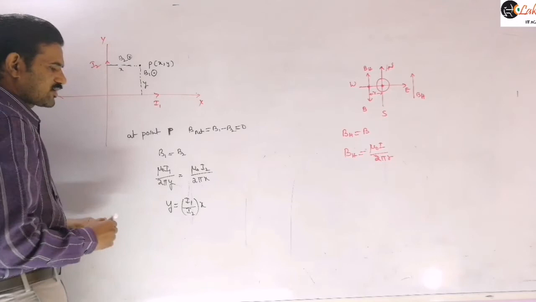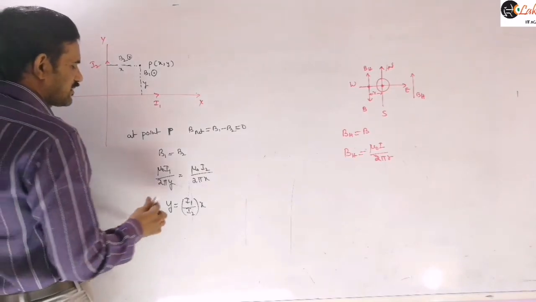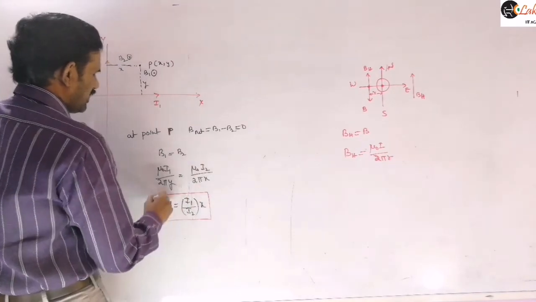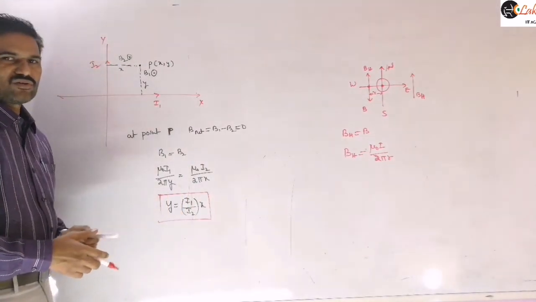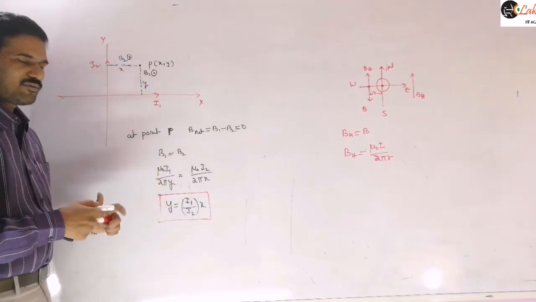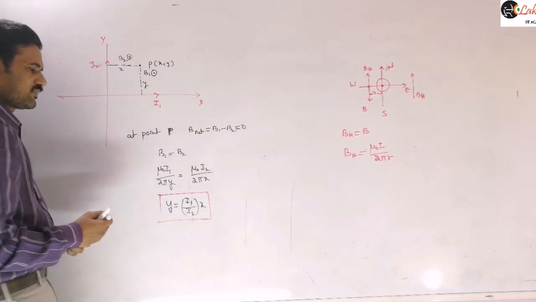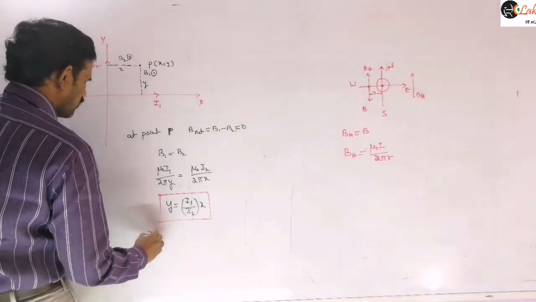So this is the locus, a line. On this line, at any point you consider, the magnetic field will be 0. That is the locus of the points. That means the slope, tan theta, is nothing but I1 by I2. If I1 is equal to I2, then we can write y is equal to x.